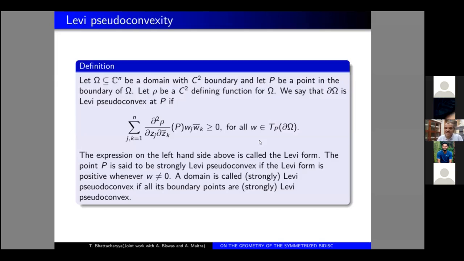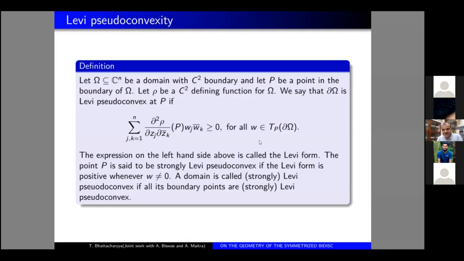So one such is the Levi pseudoconvexity. What is this? Suppose you have a domain with a somewhat nice boundary, and take a boundary point, and take a defining function for omega. So suppose rho is such a function which is less than 0 gives omega, greater than 0 gives outside omega, and equal to 0 gives the boundary.